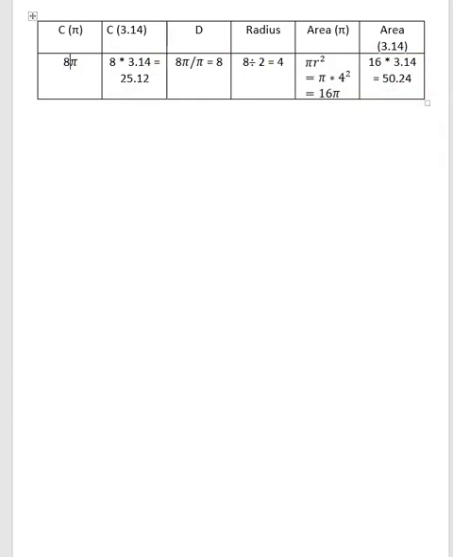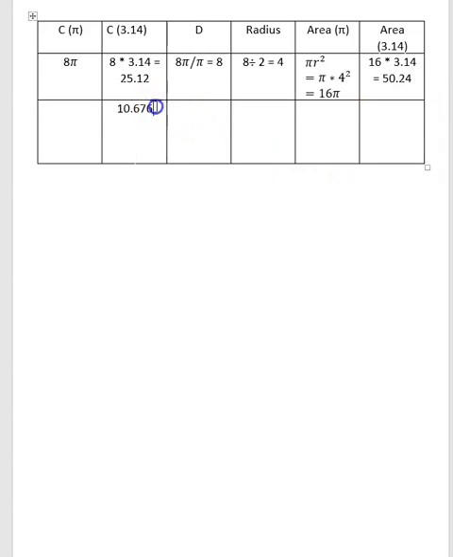Let's do another one. This time, we're going to start here. What happens if we have an approximate circumference? So the number we're starting with is 10.676. And that would be a number that was given to us. So then we've got to go everywhere else. The first thing I'm going to do, to get from circumference to diameter, I divide by pi. So I do 10.676 divided by 3.14, equals 3.4. So that's our diameter, 3.4.